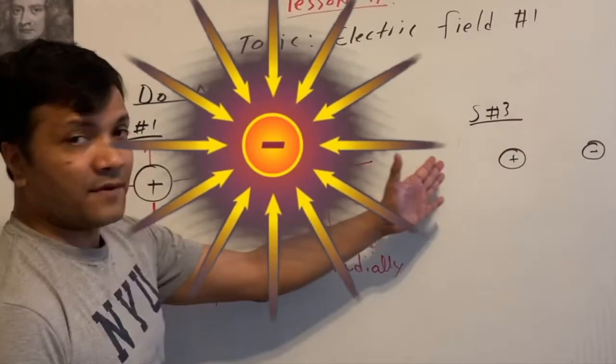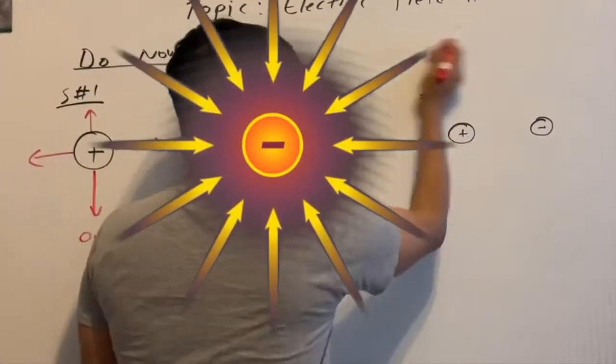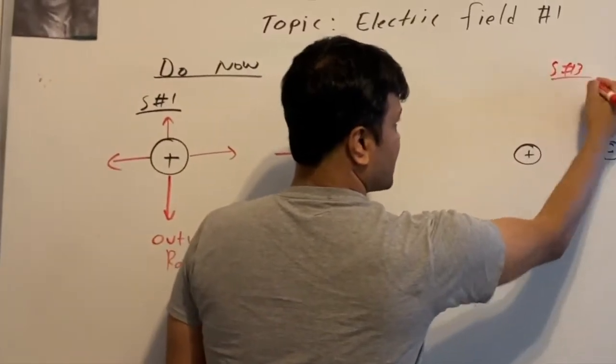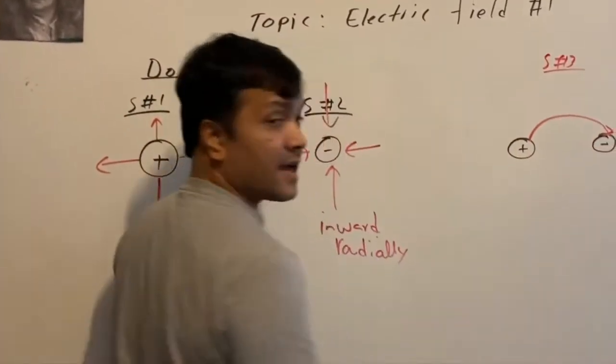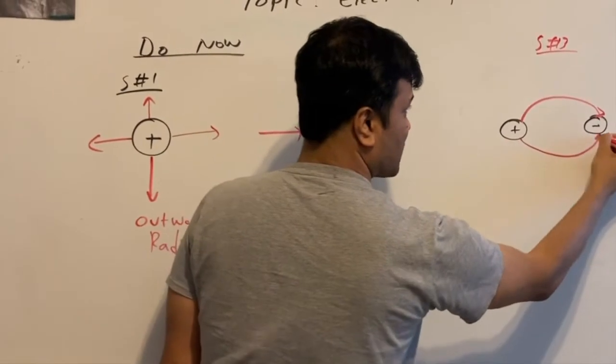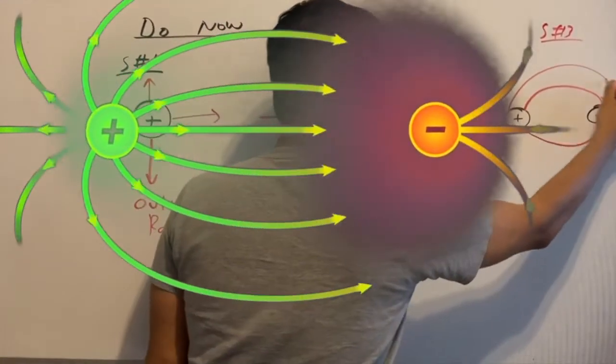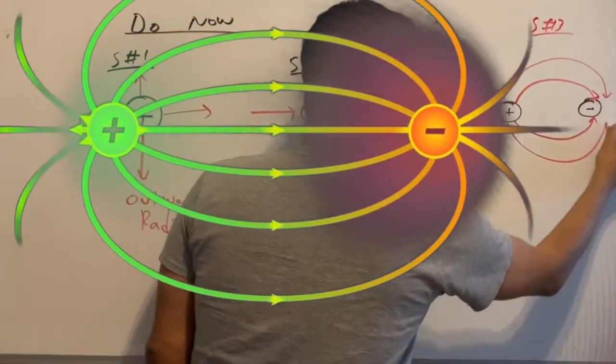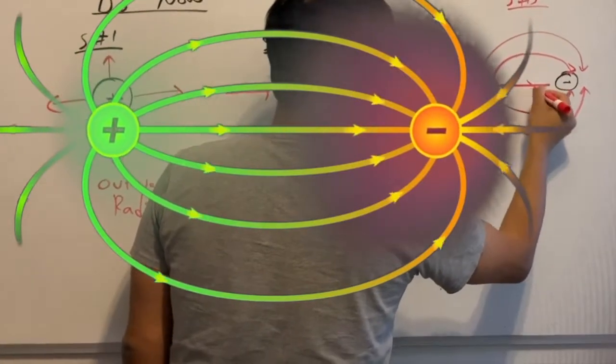The field lines start on positive, so this is scenario 3. It starts on positive and goes to the negative.